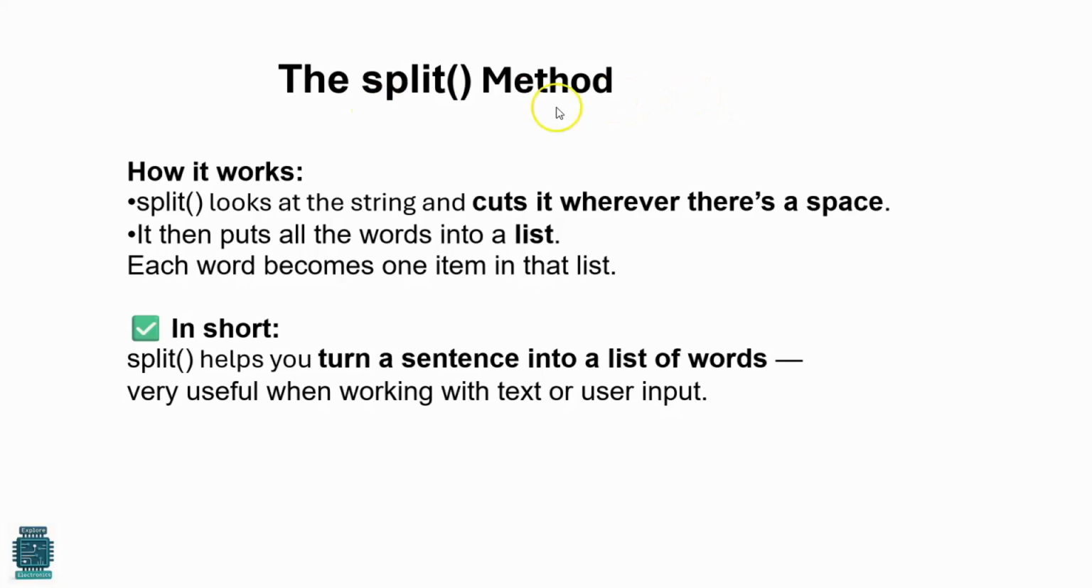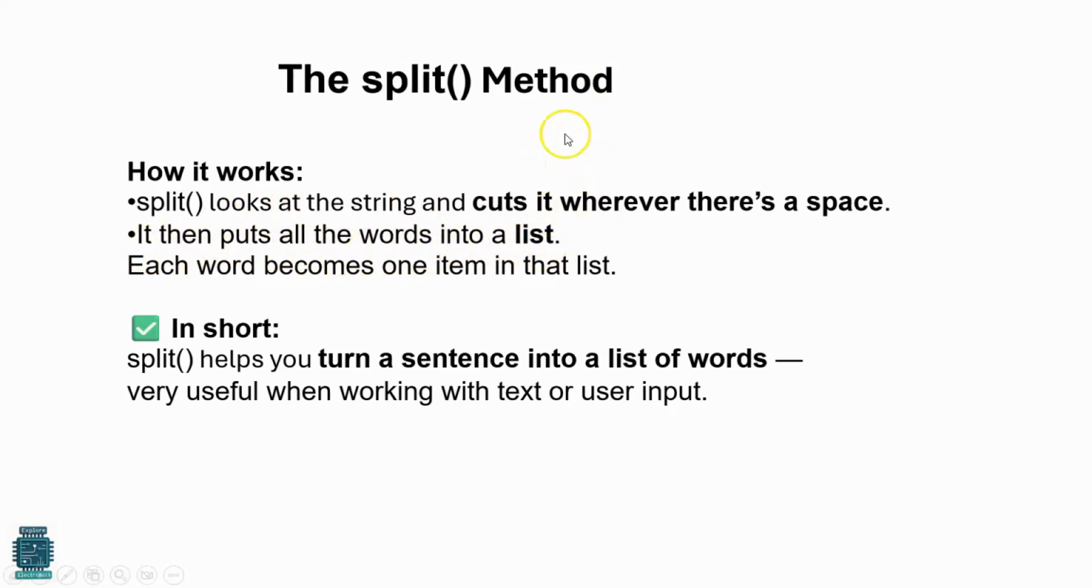The split method will work in Python. Split looks at the string and cuts it whenever there is a space. In the previous example, if I take "this is Shiva", it will cut whenever there is a space. After "this" I have a space, it will cut there. And after "is" I have a space, it will cut there. Got it? It then puts all the words into a list.